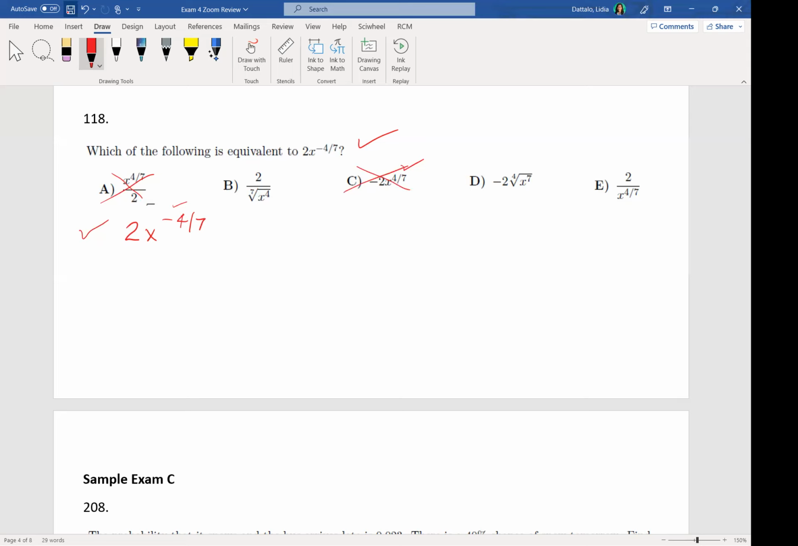All right. Let's rewrite this. I can rewrite this as this. If I want this to have a positive exponent, I would take the term and place it in the denominator. Not the 2, just the X term.